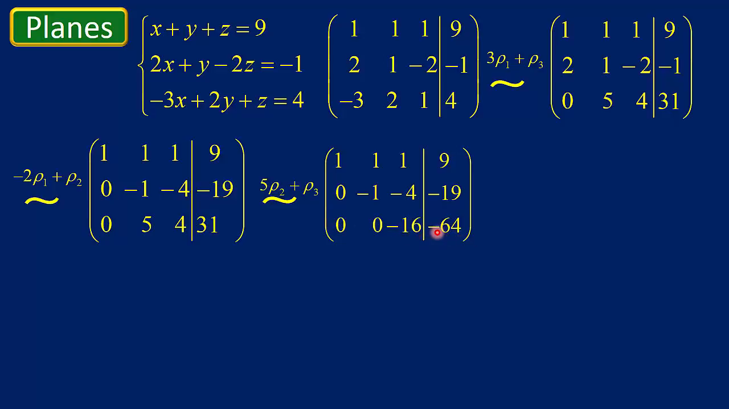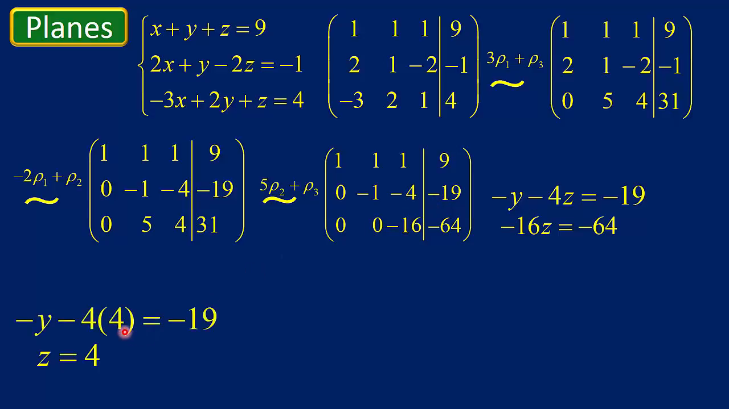Now, this is what we want, because look what we have now. We have x plus y plus z equals 9. Negative y minus 4z equals negative 19. And down here, negative 16z equals negative 64. Well, that immediately tells me that z equals 4, because I can divide. Excellent. Now I can go back and say, okay, what about here? Negative y minus 4z equals negative 19. Well, I can put in the 4. Just put in a 4 right here, and I get y equals 3.